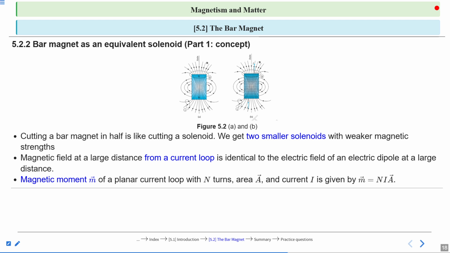The magnetic moment M of a planar current loop with N turns, area A and current I is given by, so the magnetic moment for a current loop is given by M = IA. If N turns are there, then M = NIA. And this magnetic moment M is a vector quantity, and it is an IA vector, the area vector. Okay, so this is the formula for magnetic moment for a planar current loop. Got it?